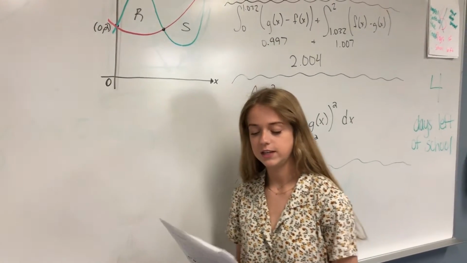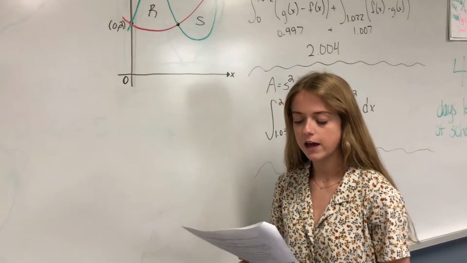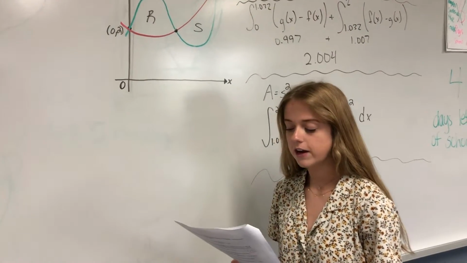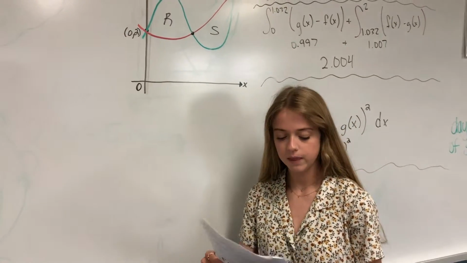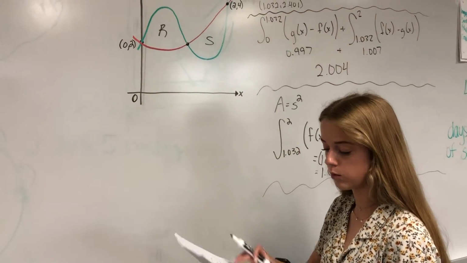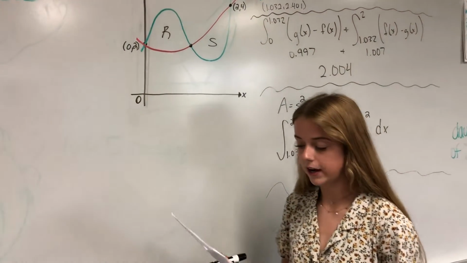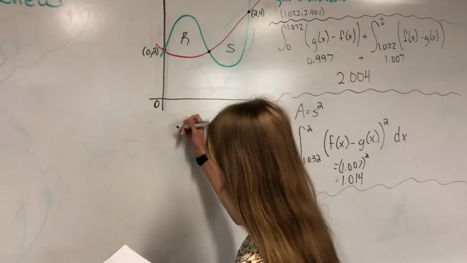So now we're going to do part C, and part C states, let h be the vertical distance between the graphs of f and g in region S. Find the rate at which h changes with respect to x when x equals 1.8. So now we can tell that we're dealing with the derivative, and our x-value is 1.8. We're trying to find the rate at which h changes.